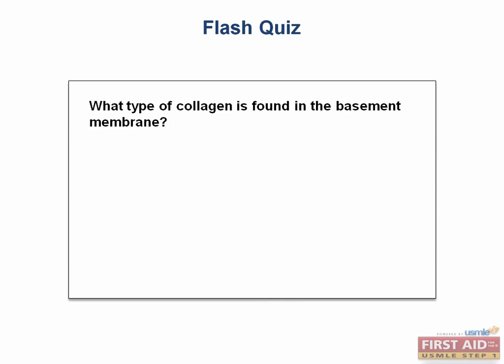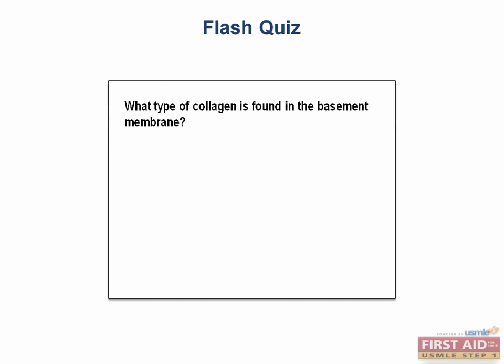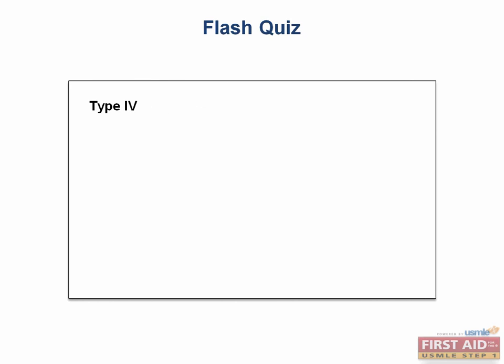And here's the last flash quiz for this section. What type of collagen is found in the basement membrane? Remember, type 4 under the floor, so type 4 is in the basement membrane.